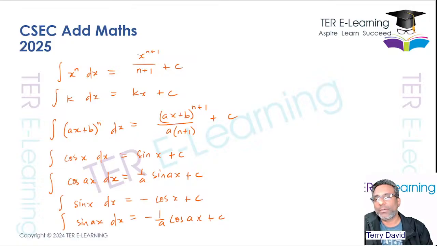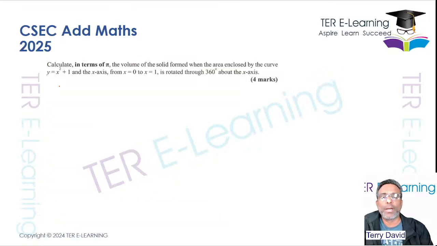Right, what else do I have here? All right, so one of the things that we could be asked in the exam is to find volume of revolution. So when it comes to integration, we can apply integration to do certain things. One of the things we can use integration for is to find the area under a curve.